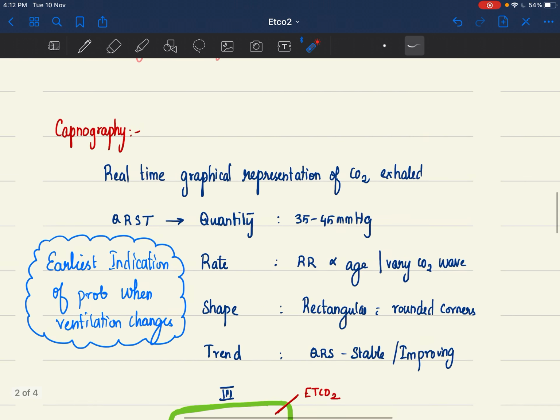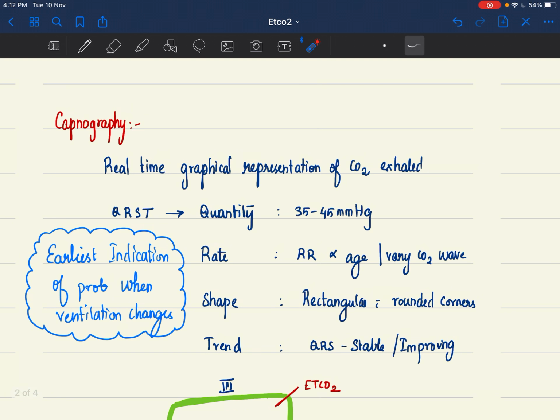On the other hand, capnography is a real-time graphical representation of the carbon dioxide exhaled, and you can assess this by having these four: Q, R, S, T forms. Q stands for quantity. The normal EtCO2 or end-tidal carbon dioxide is 35 to 45 millimeters of mercury. R stands for rate. Respiratory rate depends on age, and increased or decreased respiration can change your capnographic waveforms. S stands for shape, where it's usually rectangular with rounded corners, and T stands for trend, where the Q, R, S is supposed to be consistent, stable, or improving from the previous worst state.